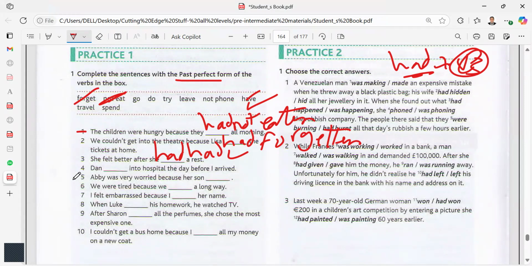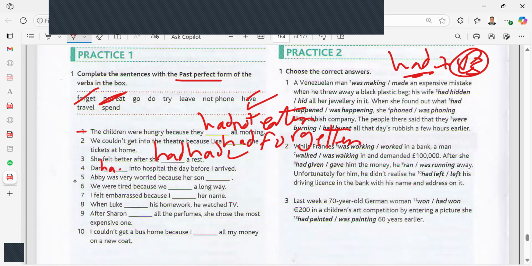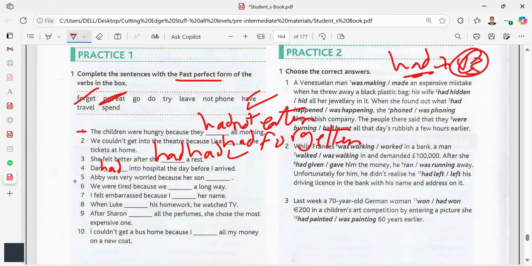I went into hospital the day before I arrived. Had gone. Had gone into hospital. Yes. أو ولا had left. Had gone. ماشي. Had gone. طيب next.